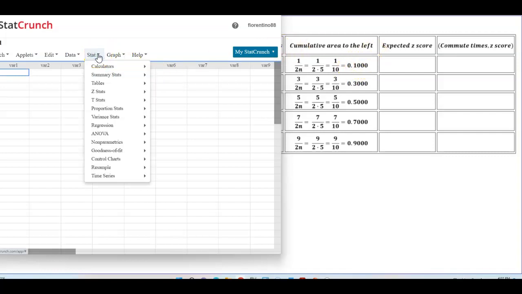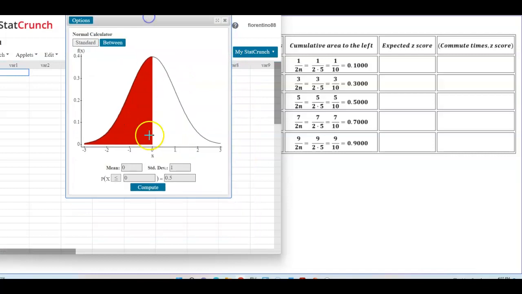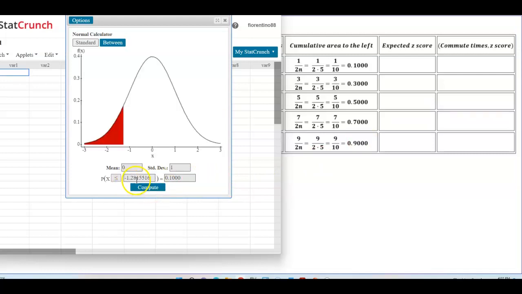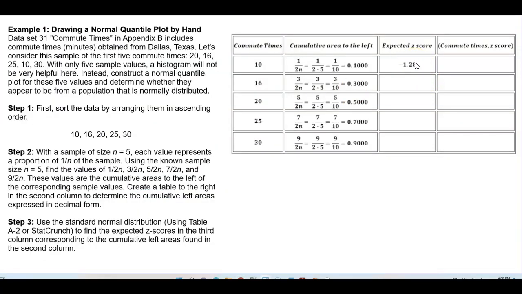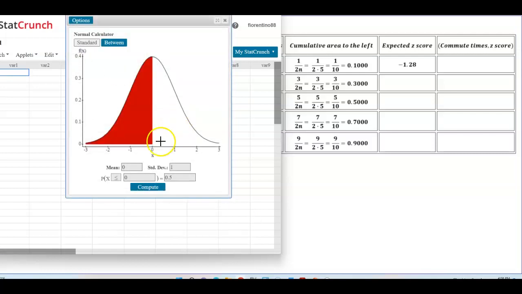We're going to select Stat, then go to Calculators, and scroll all the way down to Normal. We want to make sure our mean is 0 and our standard deviation is 1, and that the arrow is going towards the left. Now we put the area in so we can find the z-score. We put in 0.1000 and select compute. Now we get negative 1.28, rounding to 2 decimal places, for our z-score. Then we go to options and select refresh. So we have our mean of 0, standard deviation of 1, and the arrow pointing to the left.